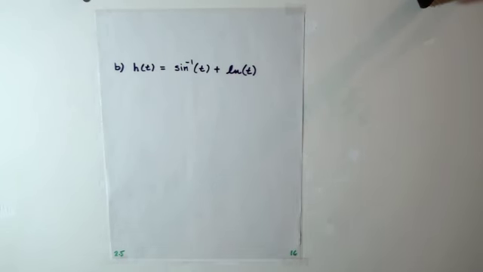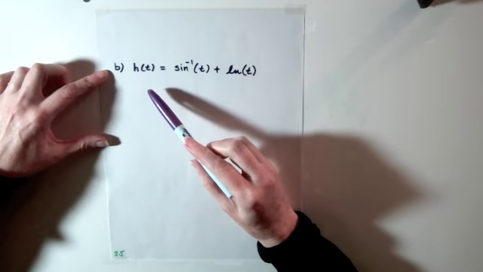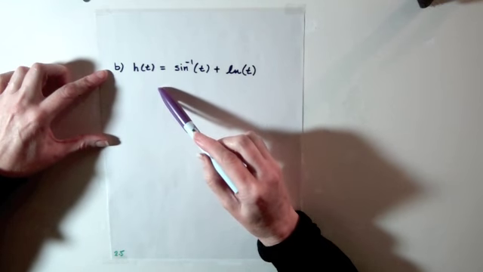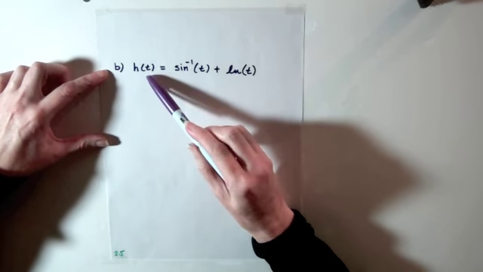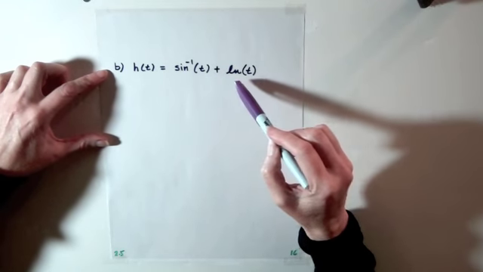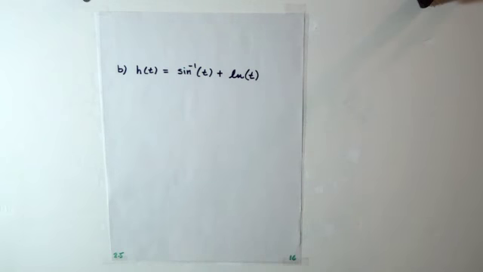So on the next page, I'm asked really the same thing. I'm asked to determine where this function, h of t, is continuous. In this case, our input happens to be a t. You notice h of t is the inverse sine of t plus ln of t. But don't let that throw you, I'm just using a different letter for the input value.